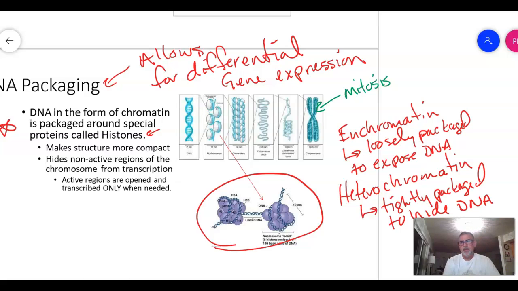All right. That's a very brief and very general description of DNA.